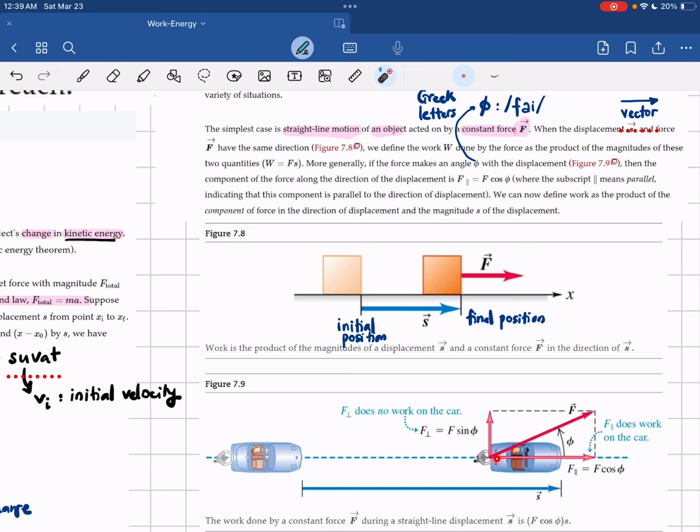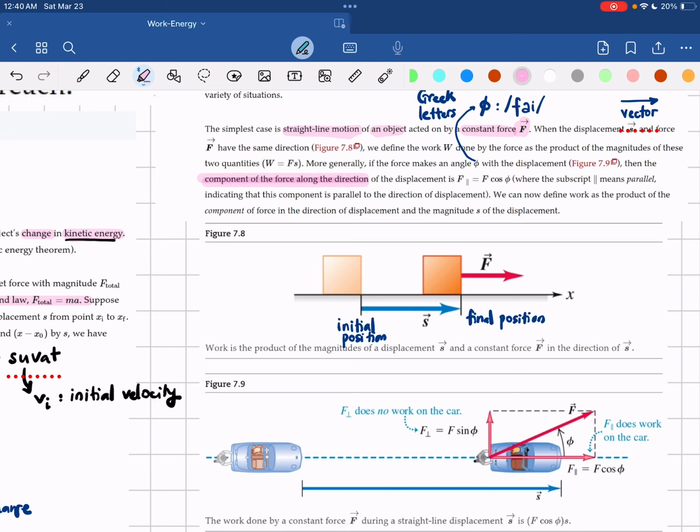In this case, it's also displaced horizontally from the initial position to the final position. But this is the force F. It's not in the same direction anymore, but makes some angle, the angle phi with the displacement. Then the component of the force along the direction of the displacement is... so they just care about the component along the direction.